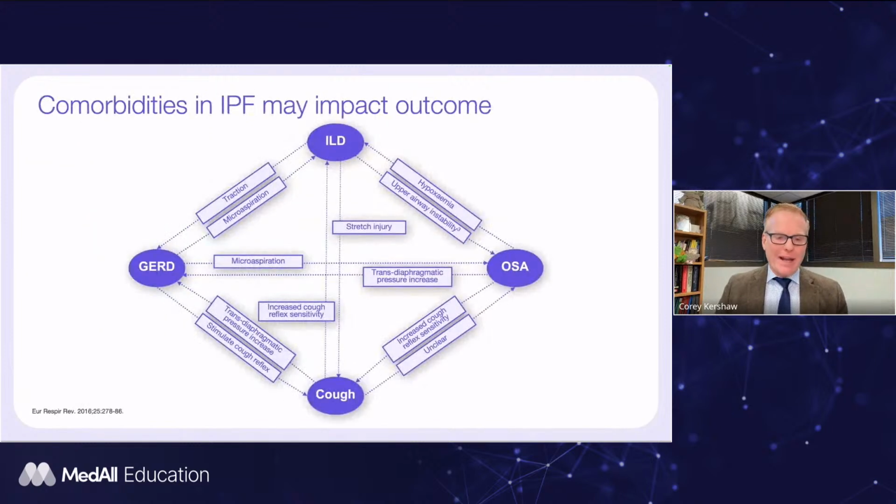And even beyond managing the comorbidities from symptoms, it's possible that these comorbidities may even affect the disease themselves. And this is just a slide that I often use in presentations from 2016 that shows the interdependence of some of the things like sleep apnea, cough, acid reflux. They all could feed on each other and actually make the other comorbidities worse.